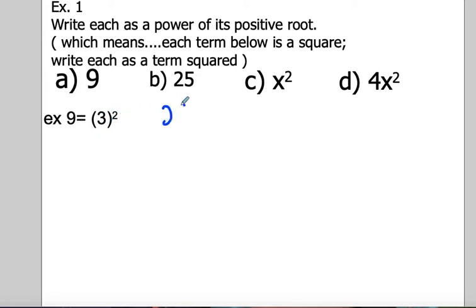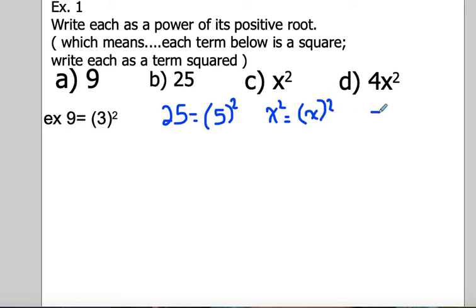So if we have 25 as a base 5 in brackets is 5 squared. Anytime there is a positive exponent, it is a perfect square. So if we have x squared, that is a base of x squared.